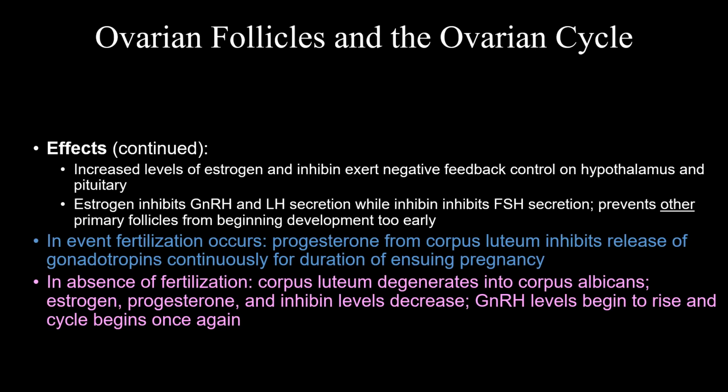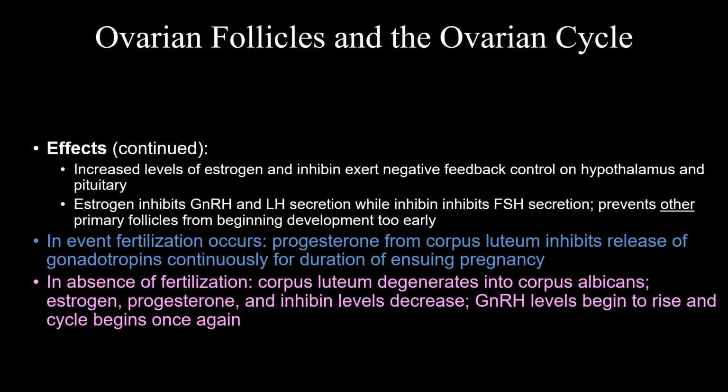Now, follicle-stimulating hormone does stimulate the granulosa cells to secrete inhibin, and along with increasing levels of estrogen, it now exerts a negative feedback loop on the hypothalamus and the pituitary. Estrogens will inhibit gonadotropin-releasing hormone and luteinizing hormone secretion, as well as inhibiting follicle-stimulating hormone secretion. And so this negative feedback loop prevents other primary follicles from beginning to develop too early.